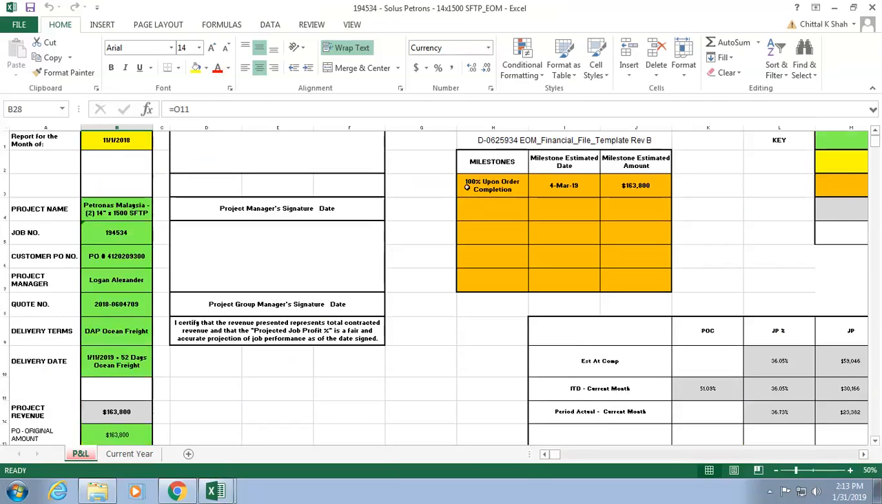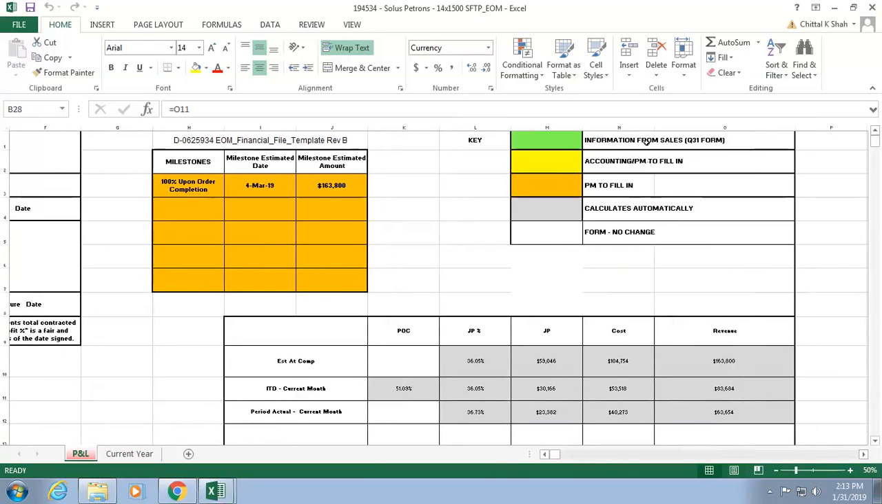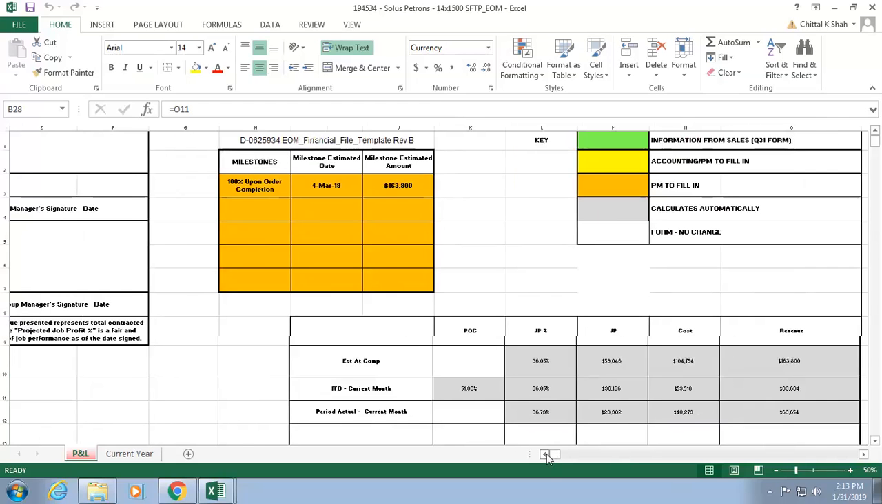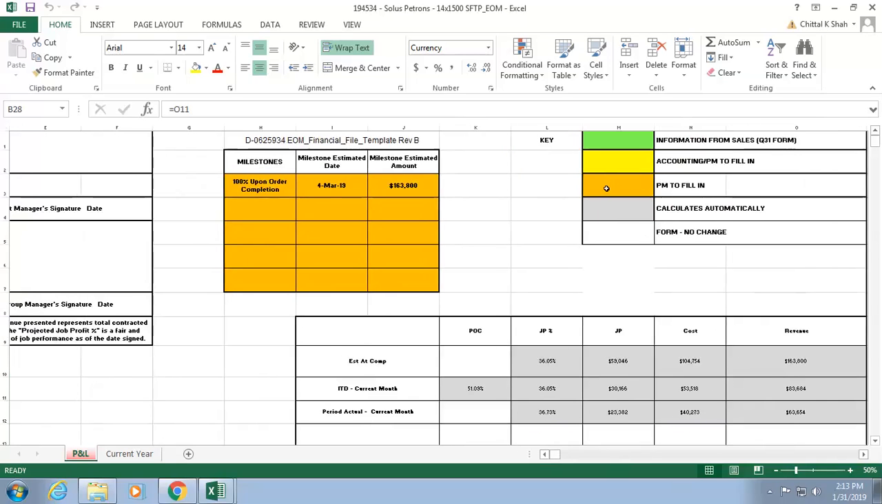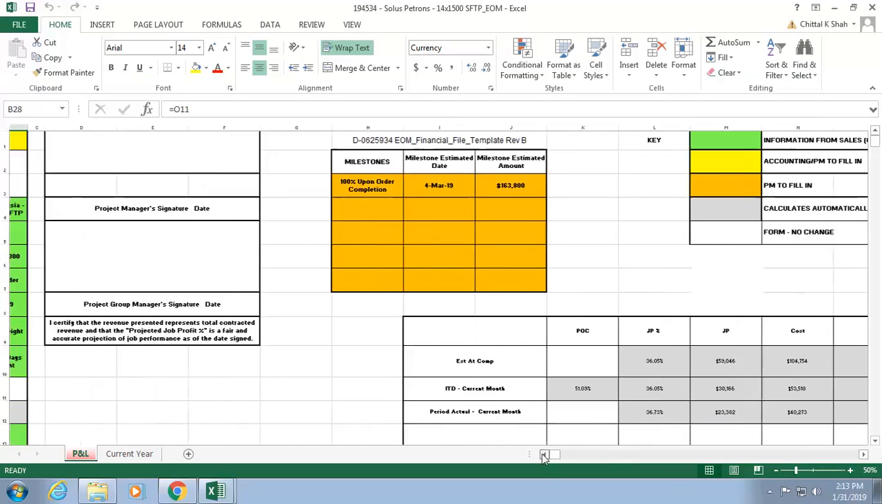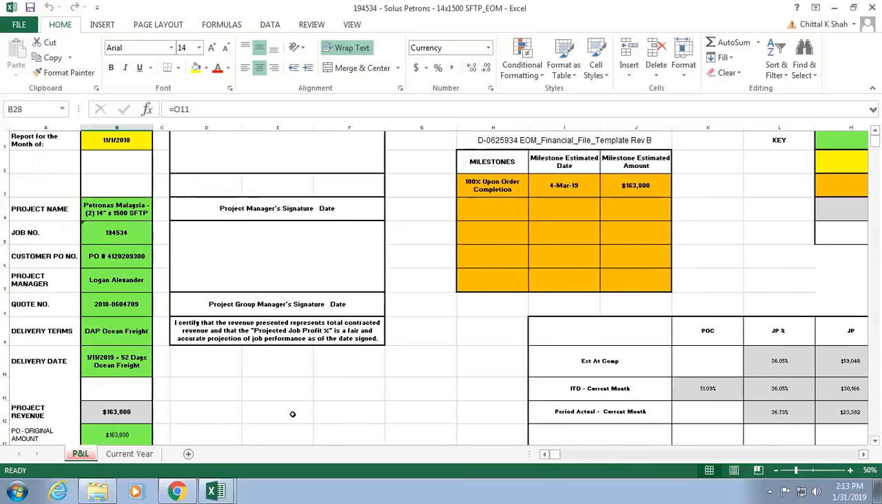the main contents. So this file, when Enrique and his team built this file, they go and plot the information about the project in here. So all the green cells you guys are seeing over here is information from Q31 from sales. Right, so they take some of that information and transpose it over here. All the yellow ones are either filled by accounting, or sometimes PM has to go and update that. And the orange ones are filled by project managers. So when we go through the cells, those are kind of color-coded to see who does what in the forms.